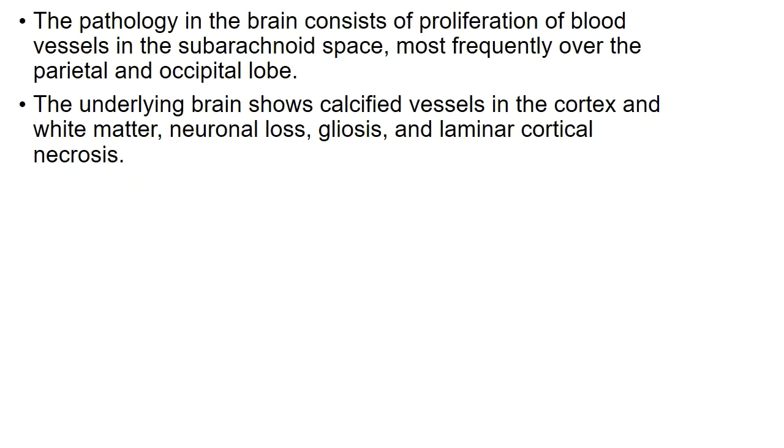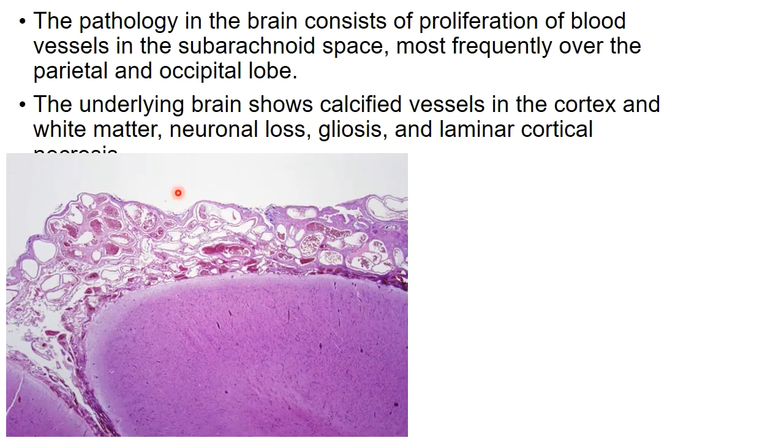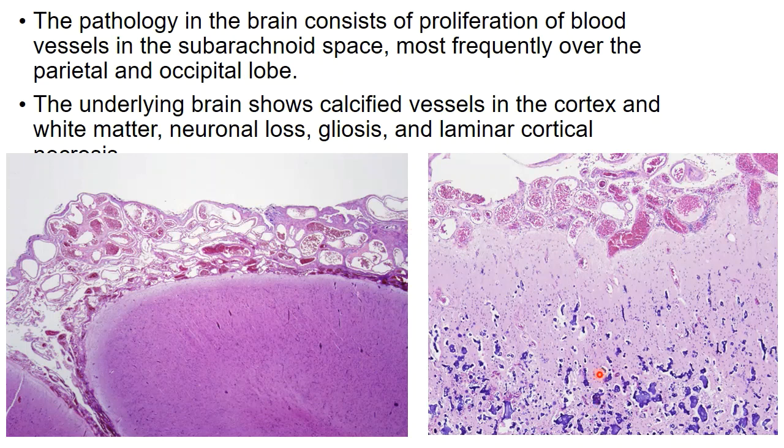As we've said, there is a meningeal or subarachnoidal angiomatosis, right? So lots of vessels that you see in the subarachnoid space. In addition, the underlying brain also shows characteristic calcified vessels in the cortex. Okay, and there may be some degree of neuronal loss, gliosis, and laminar cortical necrosis.